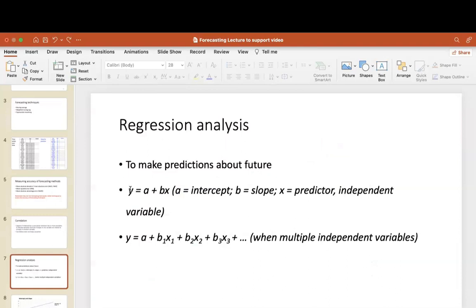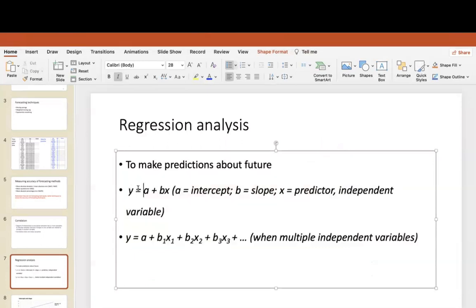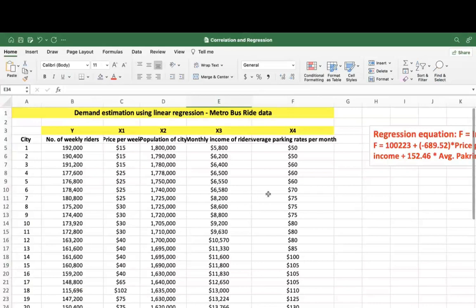And this is the equation that we'll be using. Or one of these two equations. Y is the dependent variable for which we have to make a forecast. A is intercept, b is slope, and x is the value of that independent variable. Okay, let's go back to our data. Just to give you some perspective on this data, this is the data about transit demand.